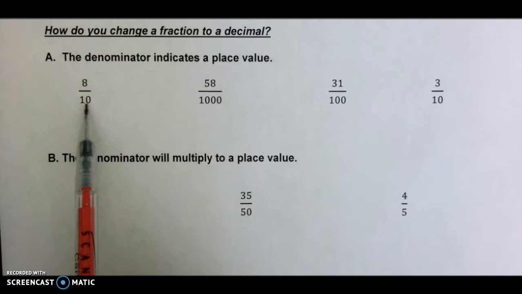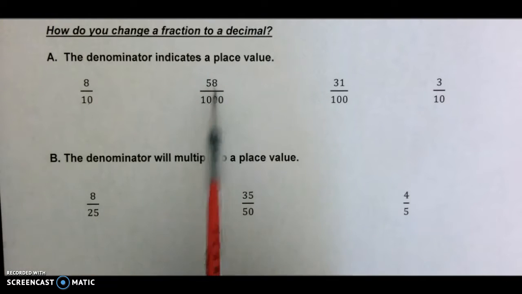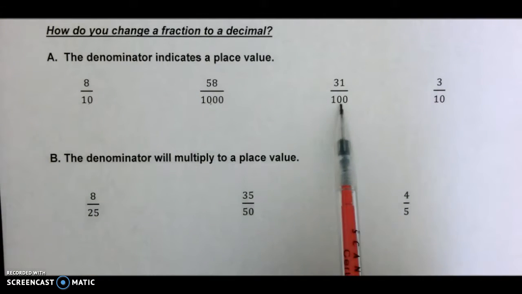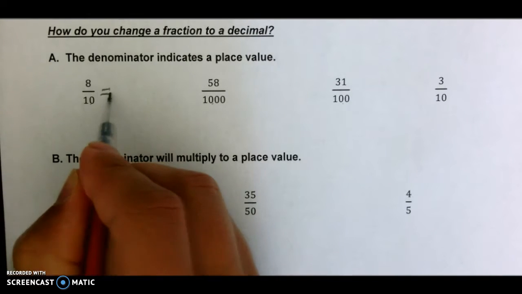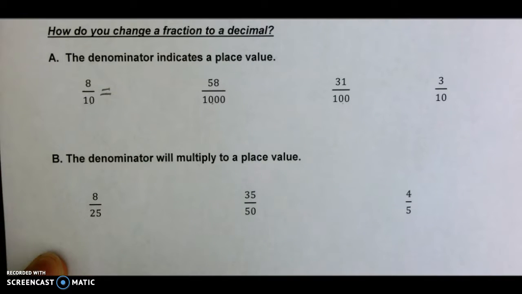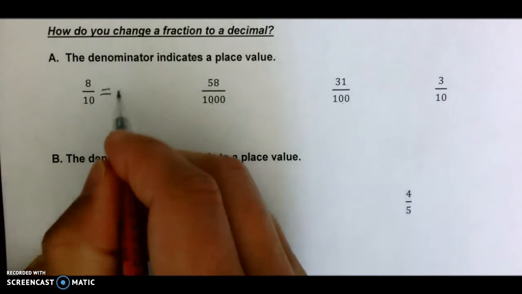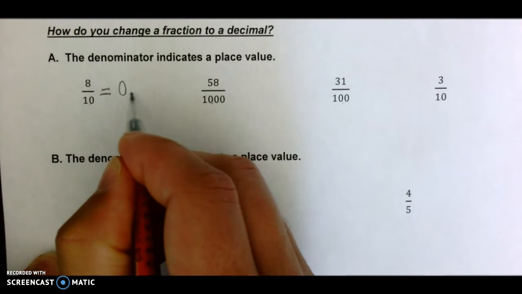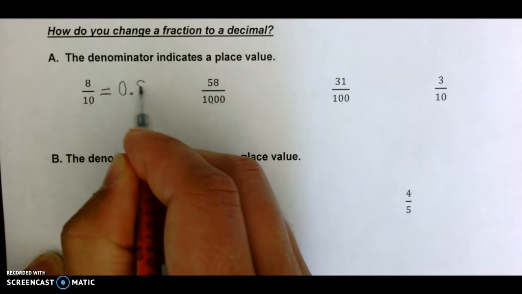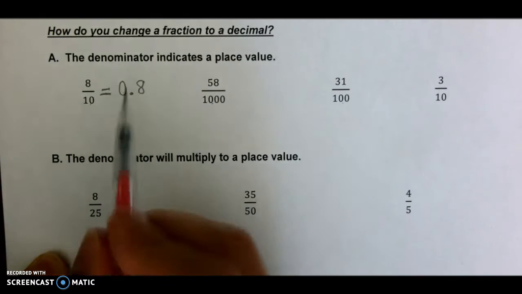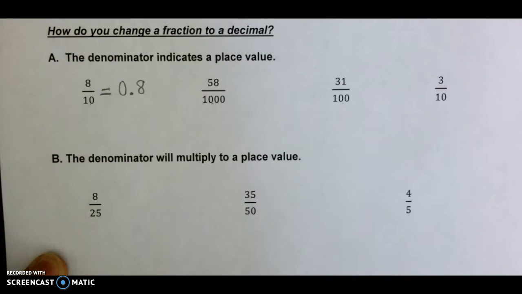That's 8 tenths. Tenths is a place value. 58 thousandths, 31 hundredths, 3 tenths. All of those denominators indicate a place value. And so all we need to do, okay, since this is the number 8 tenths, remembering up above, tenths was 1 place value to the right of our decimal, I'm going to put 0 and then my decimal point, and then this first place value is the tenths place, so I'm just going to put an 8 in that spot, and there's my decimal 8 tenths.